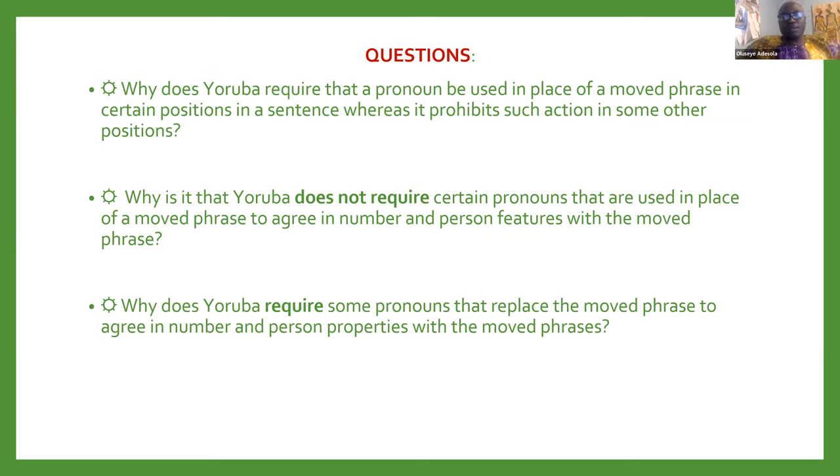Basically, while doing this, I would attempt to answer some of the questions on the screen. Why does Yoruba require resumptive pronouns? Why do we have resumptive pronouns in place of XPs that are moved? And why is it the case that even though the element that was moved is either plural or singular, the language doesn't require agreement between what is moved and what is used in place of it? And in some other instances, we also see cases in which agreement is required between the moved element and the resumptive pronoun. I will try to answer some of this as we continue.